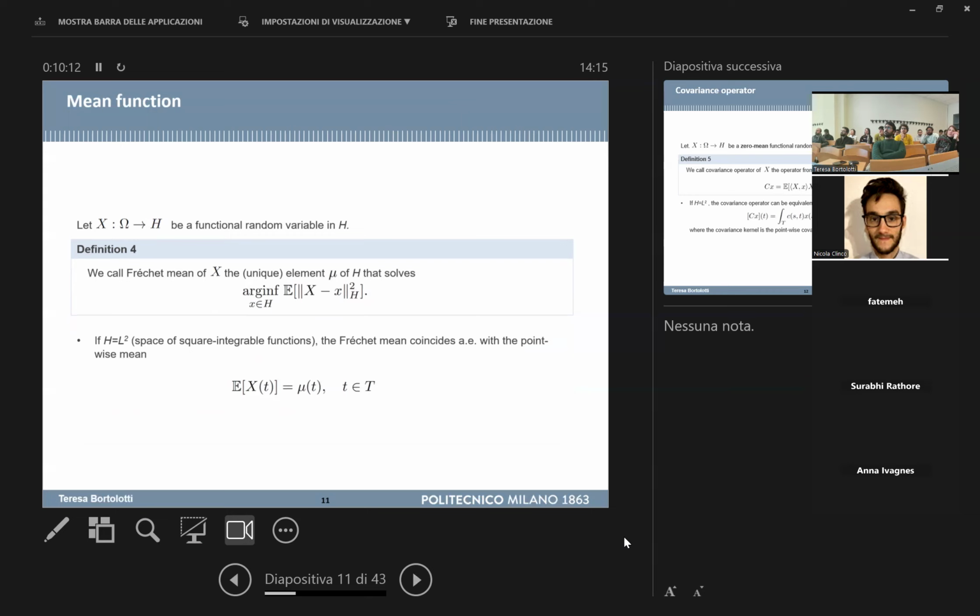Okay, in this context, you can, of course, extend the notion of mean by defining a mean function, which is the solution to this problem here. So you consider the expected value of the squared norm of the difference between the mean and any other element of the Hilbert space, and the solution is called the Fréchet mean. In L2, which is where we typically work, it is possible to prove that the Fréchet mean corresponds to the pointwise mean almost everywhere, which is quite convenient also because it gives you a very practical rule to estimate the mean function. You just take the pointwise empirical mean of the functions that you are observing.